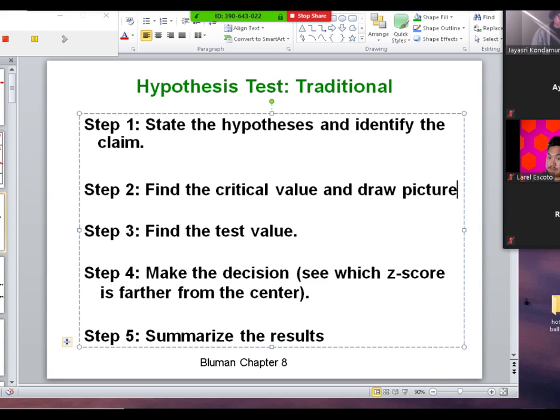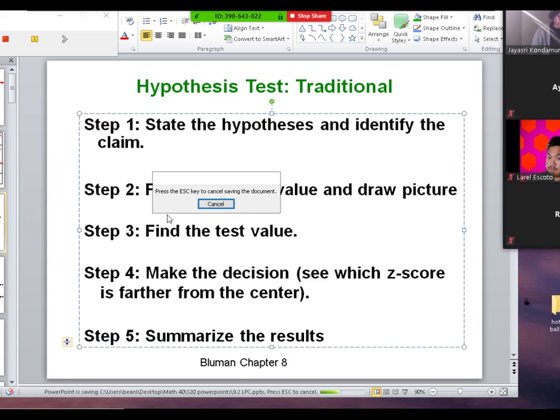And then find the test value or the test stat, and then make a decision to reject or not reject H naught, and then summarize the results for your claim.